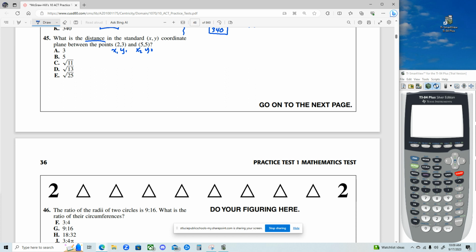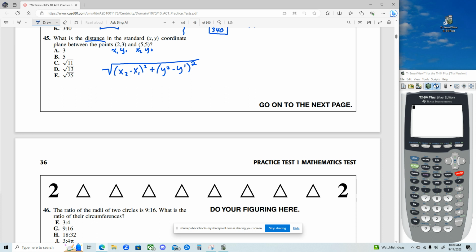And the formula says the square root of x2 minus x1 squared plus y2 minus y1 squared. And they're not going to give you this formula. Hopefully you've used it enough in another class that you've got this one memorized.